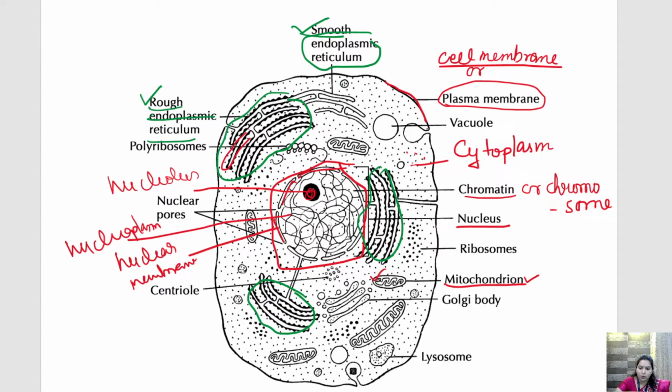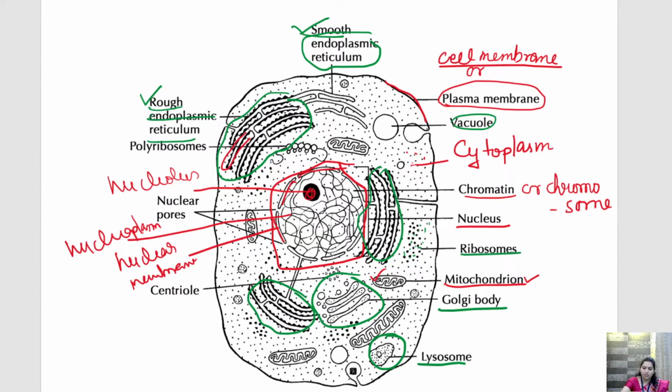Then over these endoplasmic reticulum, we have ribosomes. Just see, these are the ribosomes. Okay, then here we have lysosomes, and this is a Golgi body. And we also have a vacuole here. So these are the organelles that are important in the basic structure of the cell.